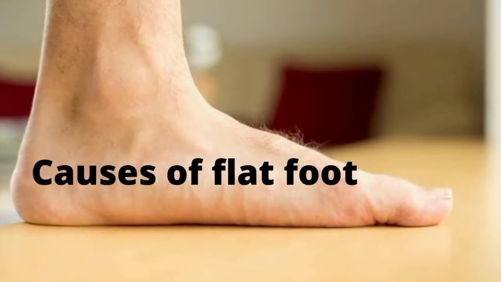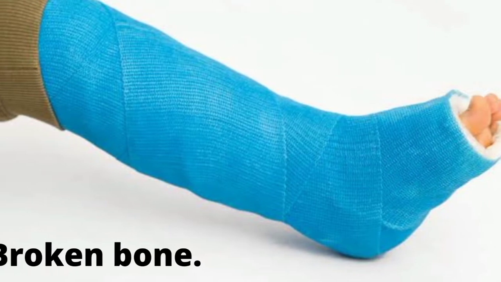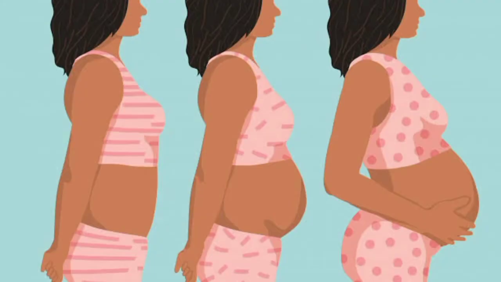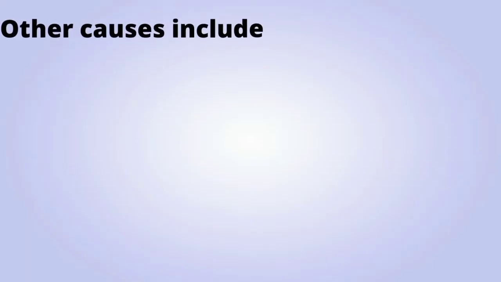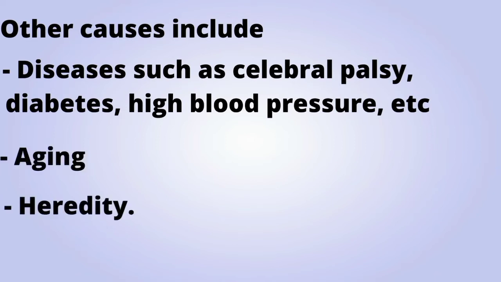What are the causes of flat foot? Flat foot can be caused by some injuries to the Achilles tendon. As you can see, it is indicated: broken bone, pregnancy. Pregnancy can make someone gain weight, and as the person gains weight, the arch sags. Obesity is another cause of flat foot. Other causes include diseases such as cerebral palsy, diabetes, high blood pressure, and so on and so forth. Aging is another cause because the muscle of the arch or the tendon holding it sags.